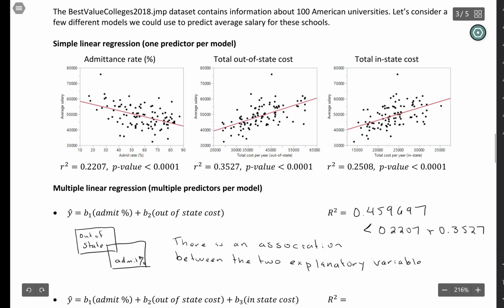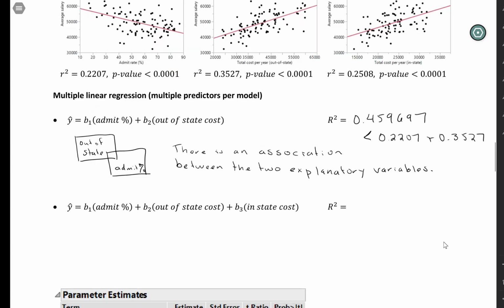expected. So what if we create a model that has all three predictors in it? Admittance percentage, out-of-state cost, and in-state cost. Pause the video for a second and make another prediction. What do you think R squared will be for this model?